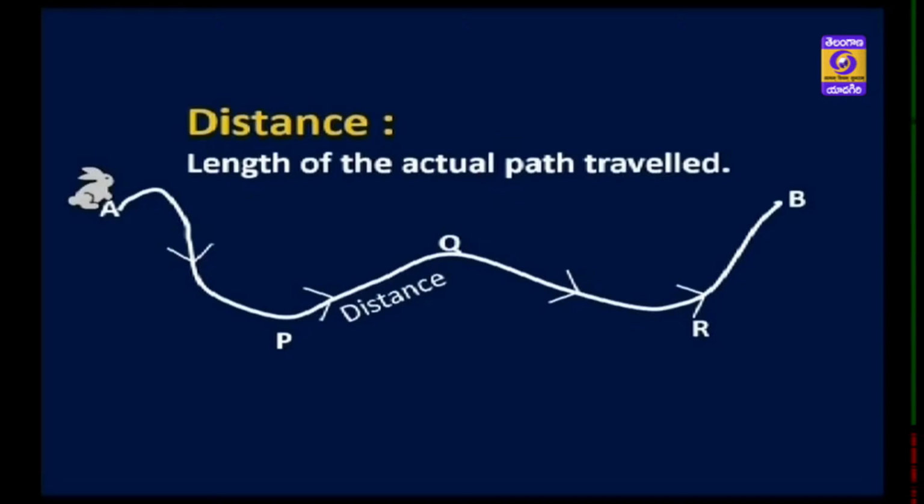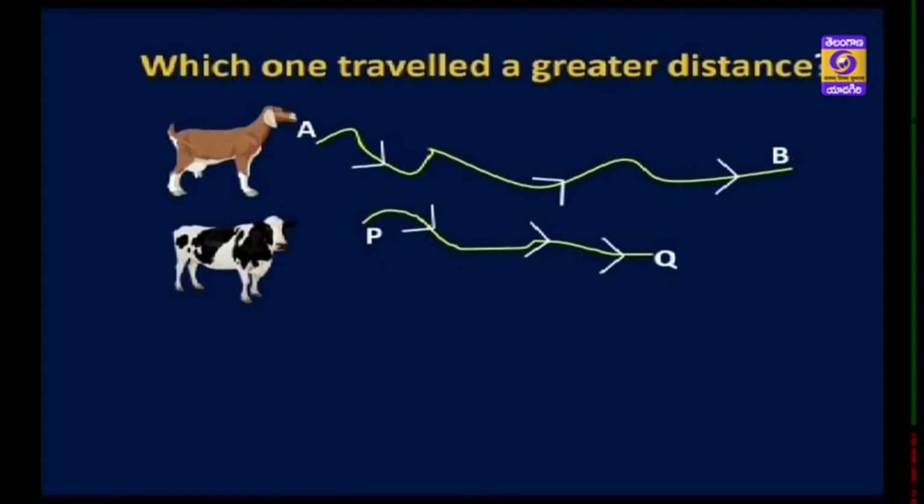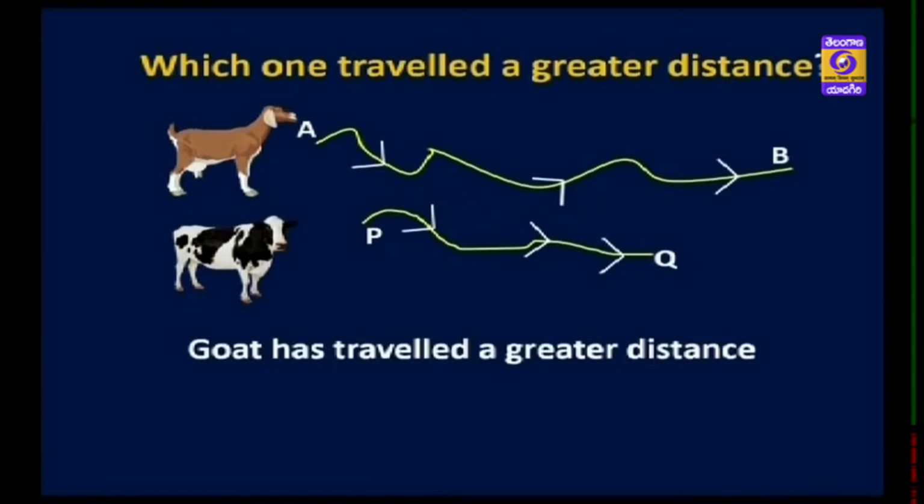The length of this actual path travelled is called distance. Consider another example. Here is a goat and a cow. A goat has moved from point A to point B along the shown path, and a cow has moved from point P to point Q. Looking at the figure, we can say which one has travelled a greater distance. It is the goat which has travelled a greater distance. And how are we able to do that? It is because simply comparing the lengths of the two paths, we can say here the goat has travelled a greater distance.